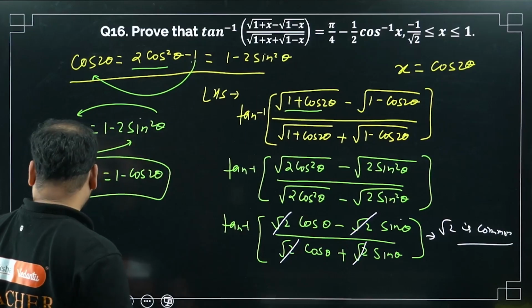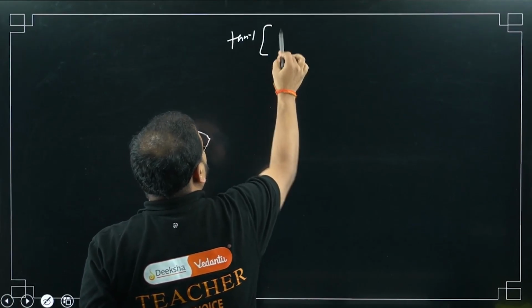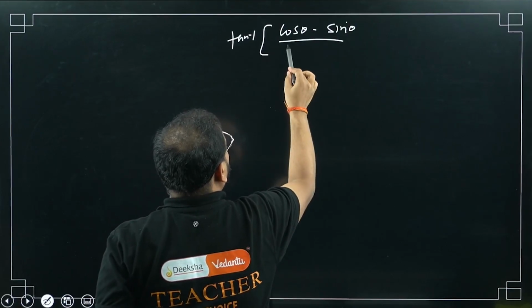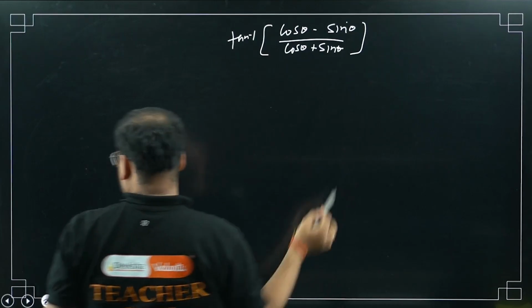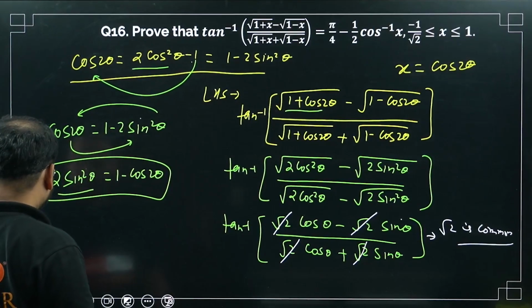So what I'm getting, please see. My step is tan inverse of cos theta minus sin theta upon cos theta plus sin theta. I know all of you know the next step now because I've done 2 questions like this. Now divide everything by cos.